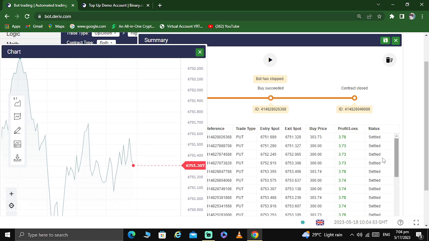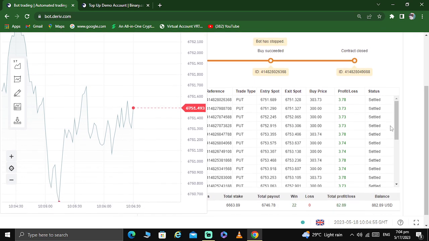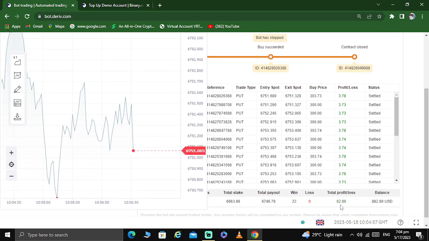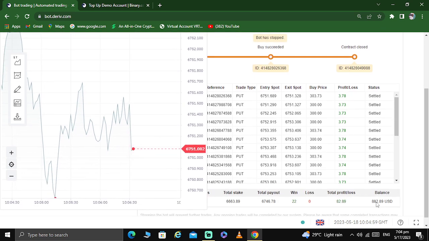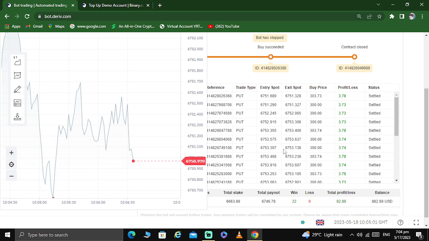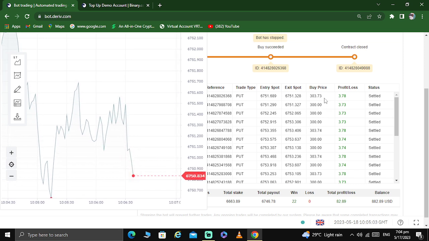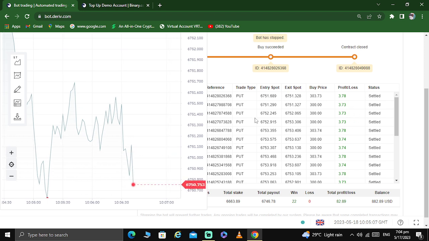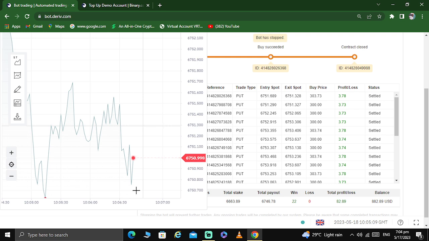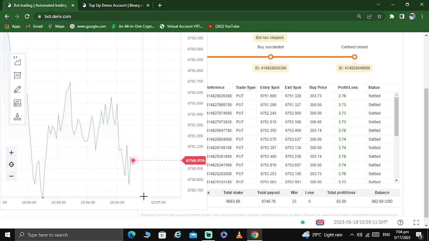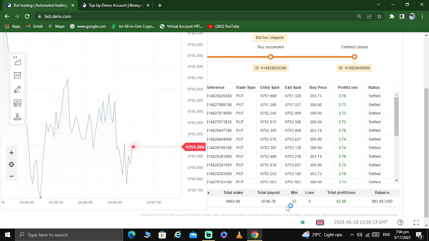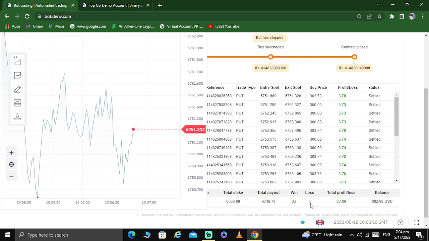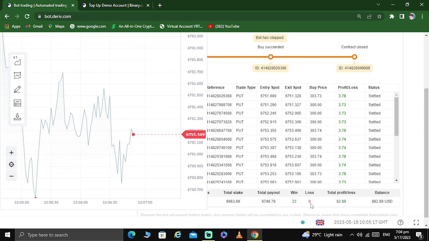So let's see how much I've added to the account. As you can see, now it is at 82.89. So that's how much it has added to the account. I've made several runs here, and that's basically the strategy to use with this bot. Whenever you see it making high ticks towards the downside, you stop the bot. So that is 22 runs with zero losses. So that's the strategy to use.